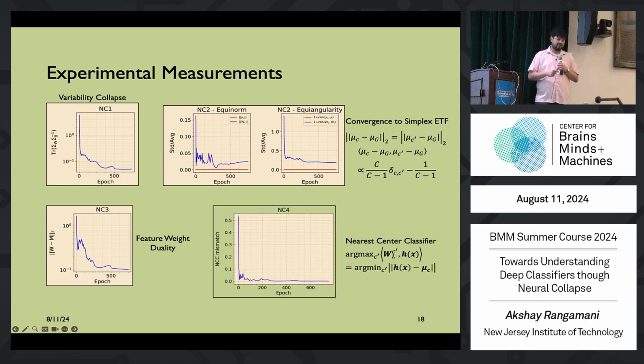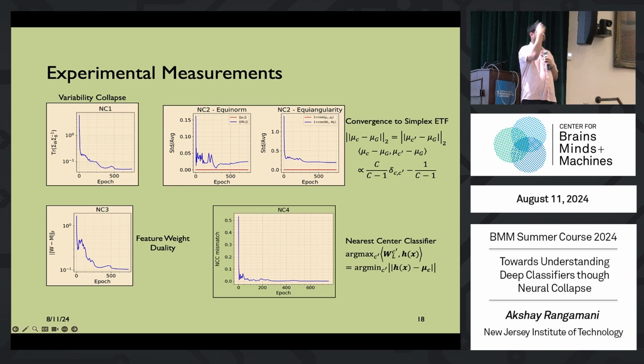And finally, this allows you to describe the function that the deep network implements. Instead of passing it through the weight matrix of the last layer, check which mean feature vector you're closest to, and assign that as the class label. And you'll see that if you use that rule, the disagreement with the deep network's rule is basically 0. So this is how the deep network is solving the problem.